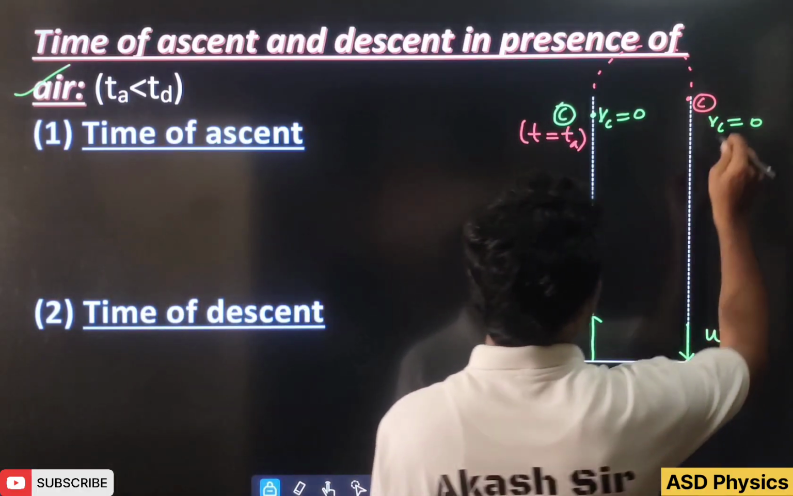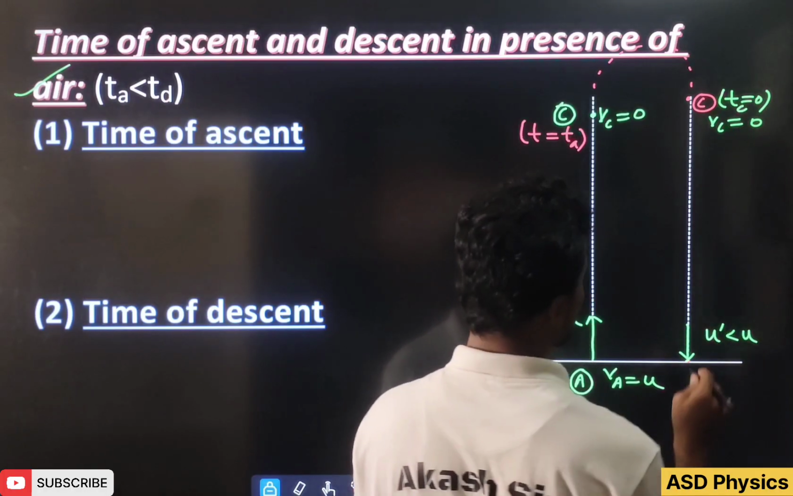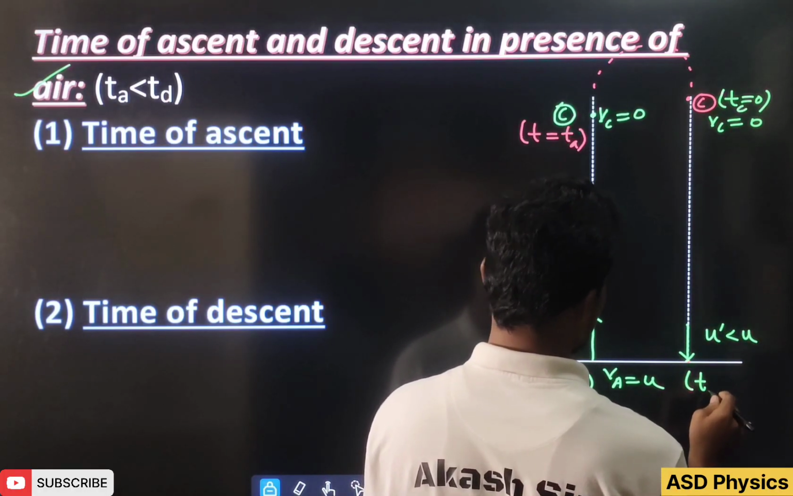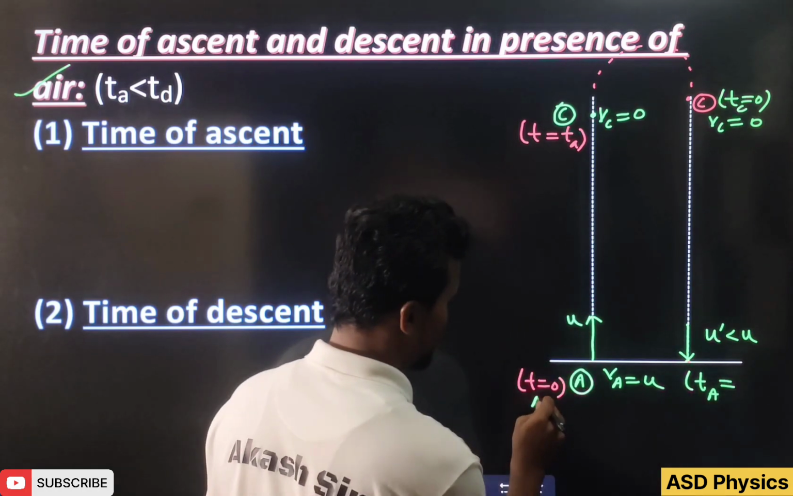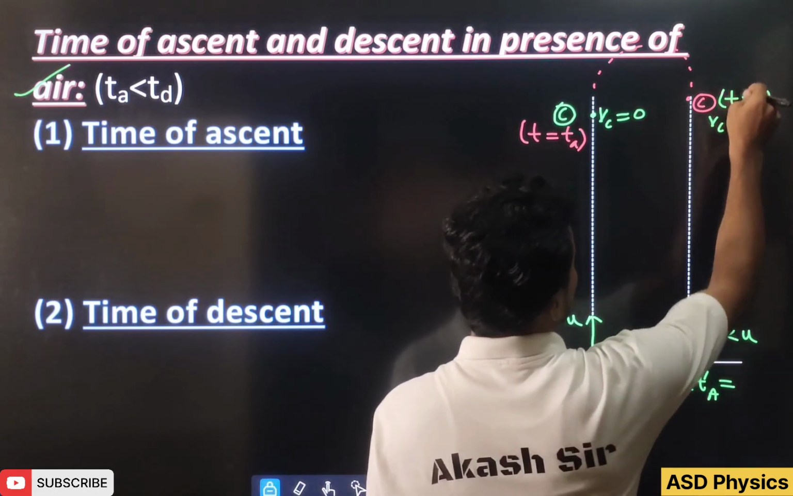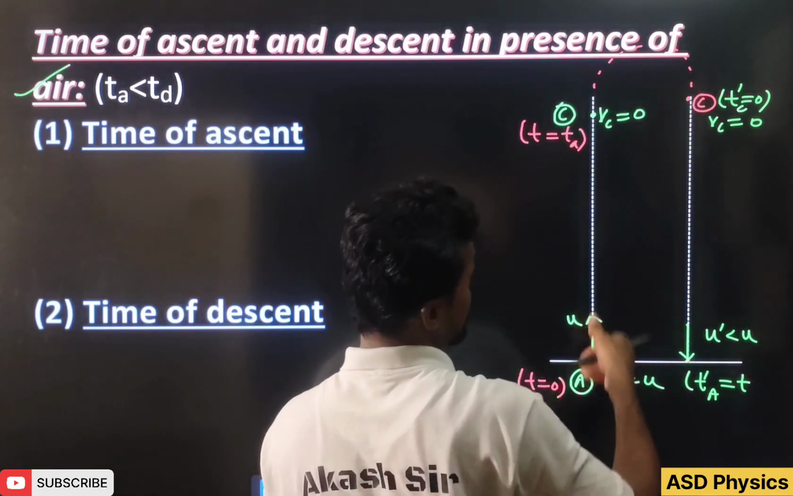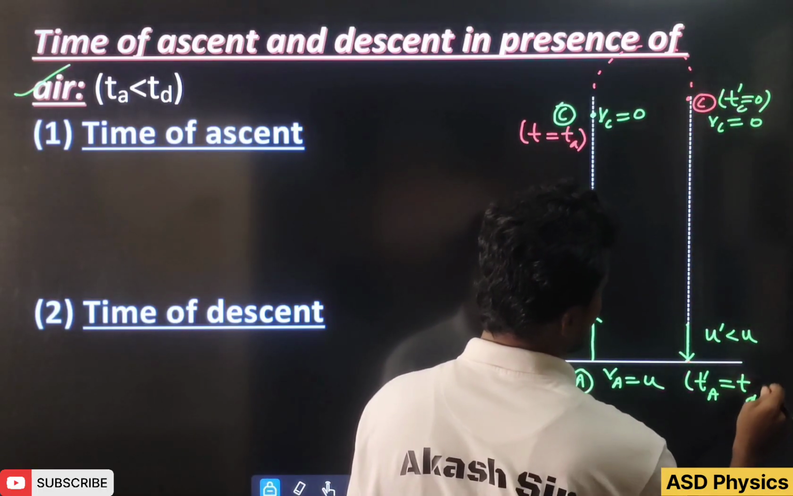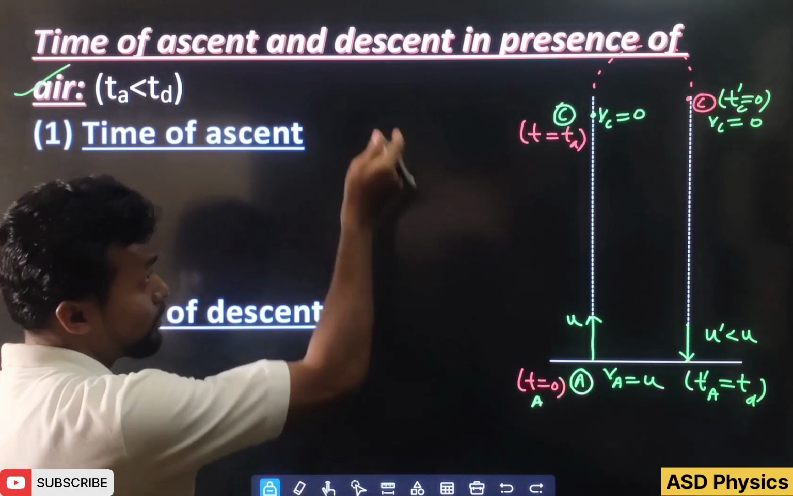Okay, so let's take here time is tc equal to 0, and let's take here again the time is ta. Here I have taken ta dash or tc dash, and here let's take time how much here? This is descent, this is ascent, this is what? Descent here.